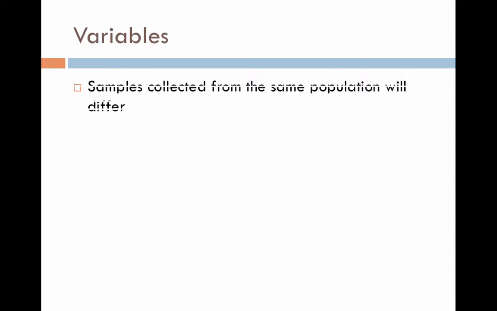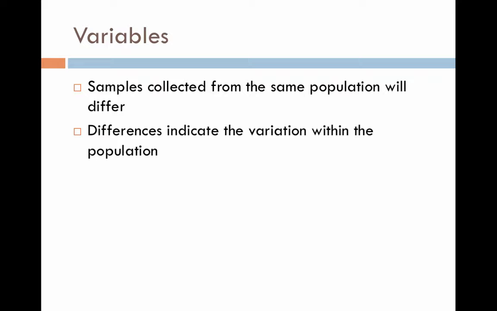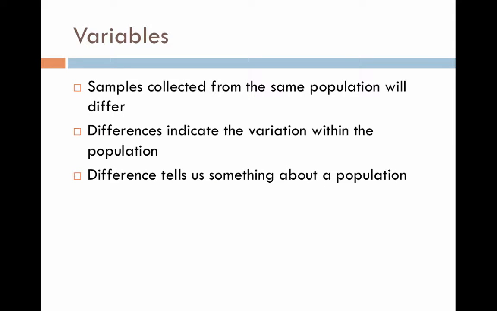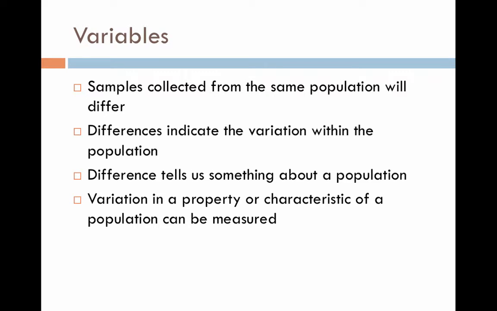And so variables insist that samples collected from the same population will differ. The differences indicate the variation within the population. Difference tells us something about a population. We're not all clones. We don't all think alike. Variation in a property or characteristic of a population can be measured. So with quantitative work, again, what you find as your results is the level of variation of a property or characteristic within a population.